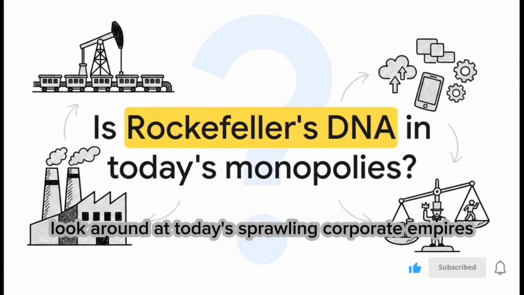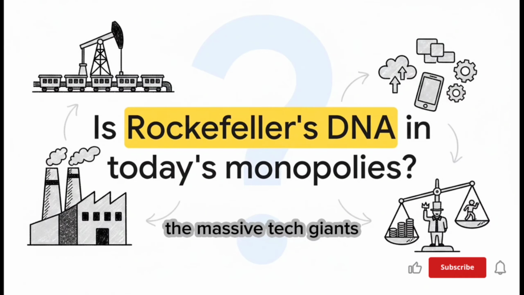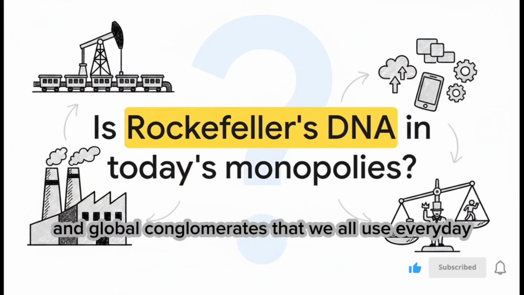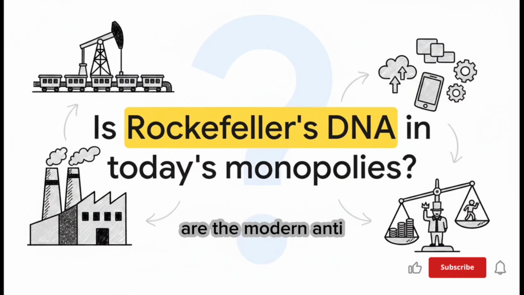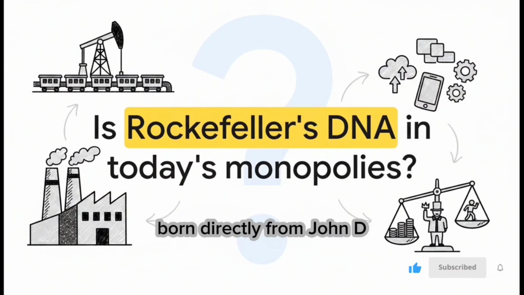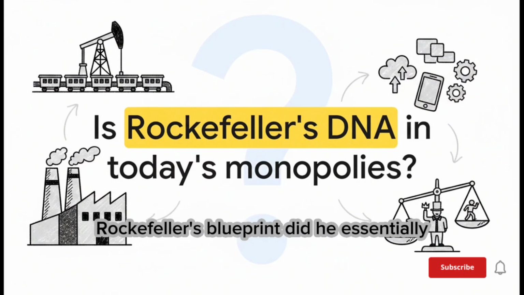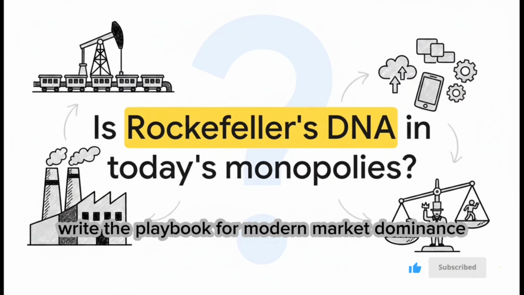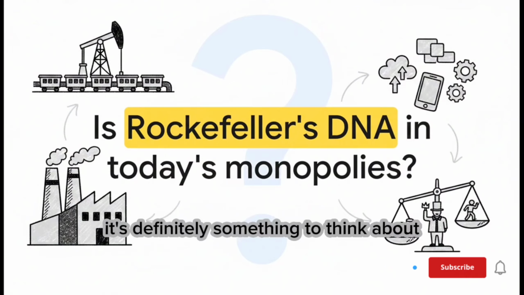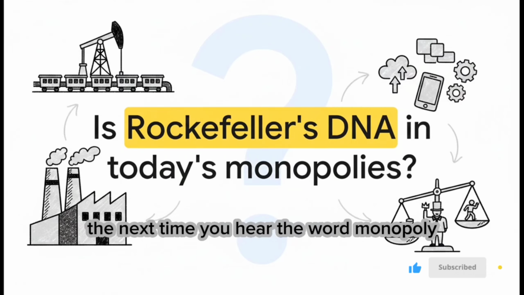Look around at today's sprawling corporate empires, the massive tech giants and global conglomerates that we all use every day. Are the modern antitrust battles we are fighting right now born directly from John D. Rockefeller's blueprint? Did he essentially write the playbook for modern market dominance? It's definitely something to think about the next time you hear the word monopoly.